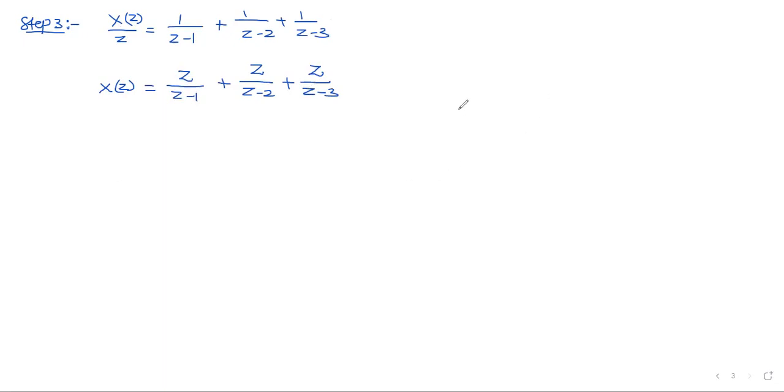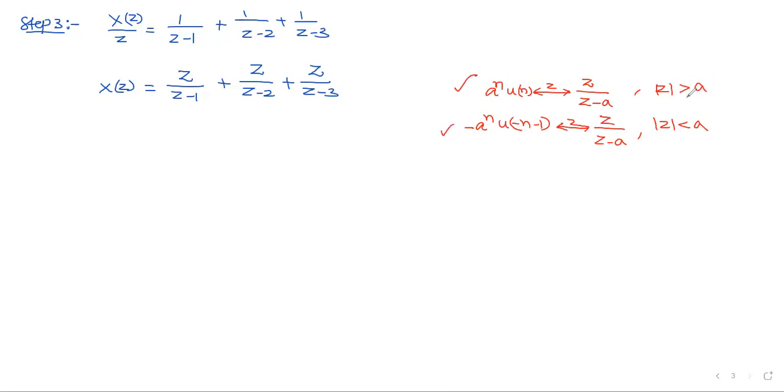I already told there are two inverse Z transform standard signals. What are the two standard signals? A power n U of n. Z transform is Z by Z minus A, where mod Z is greater than A. What is the second one? Minus A power n U of minus n minus 1. What is the Z transform? Here minus is there. Z by Z minus A, mod Z is less than A. That means whether you need to use this one or this one depends on the ROC. So now the ROC will matter a lot.